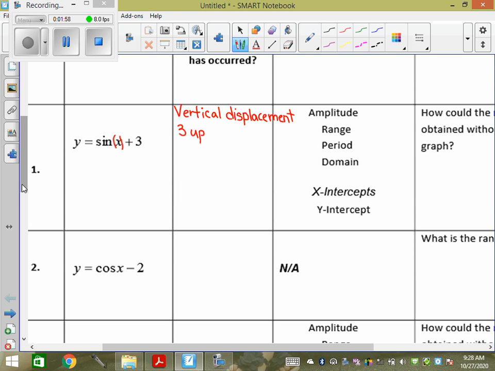What's the mapping? x, y becomes... where does that 3 get added to? The y. So I'm going to get x comma y plus 3.